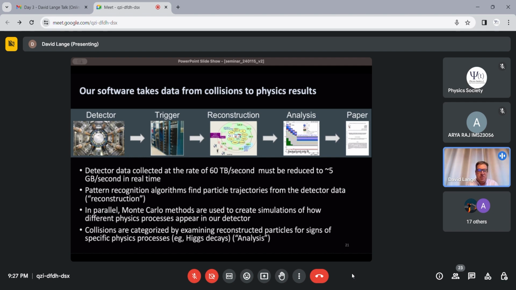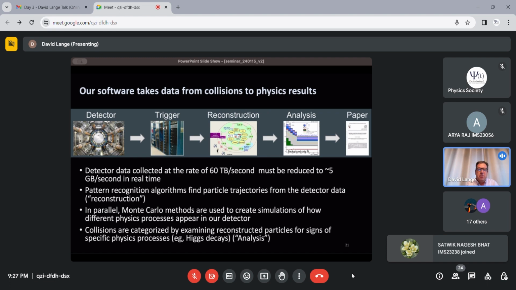Then once we have this data, we're doing pattern recognition, basically going from very low-level information that says the detectors saw something go by this location, putting those together to make particle trajectories that say, okay, some particle with a charge went in this direction. It's called reconstruction. So it's a very traditional pattern recognition sort of application.